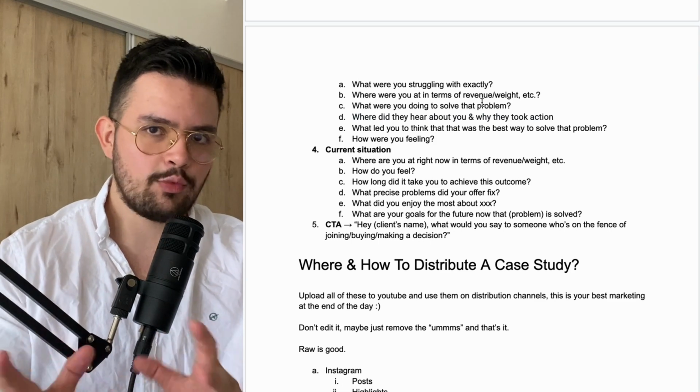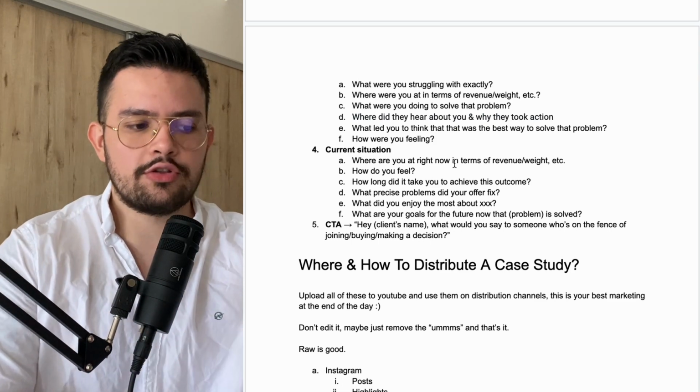Because now this is future pacing your client, but at the same time, it's going to open up the doors for your prospects to understand the value of what is possible for them to achieve if they actually buy your stuff, okay? So it's like a win-win scenario. And the last part is just like the call to action, okay?